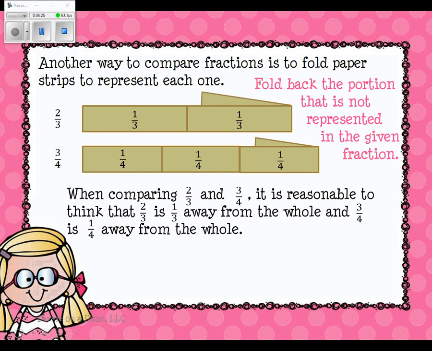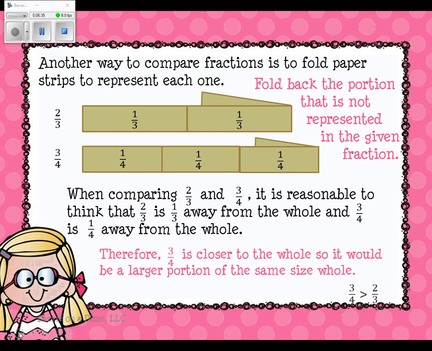When comparing 2/3 and 3/4, it is reasonable to think that 2/3 is 1/3 away from the whole and 3/4 is 1/4 away from the whole. And therefore 3/4 is closer to the whole, so it would be a larger portion. Again, it's another way to figure out greater than, less than, or equivalence. It is probably the most time-consuming way and kind of a waste of paper, if you ask me.